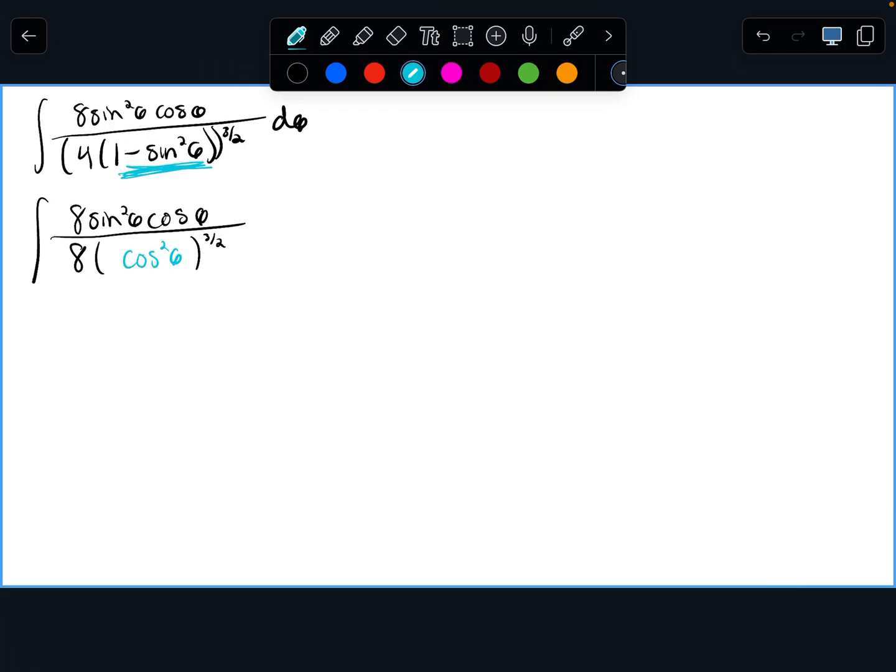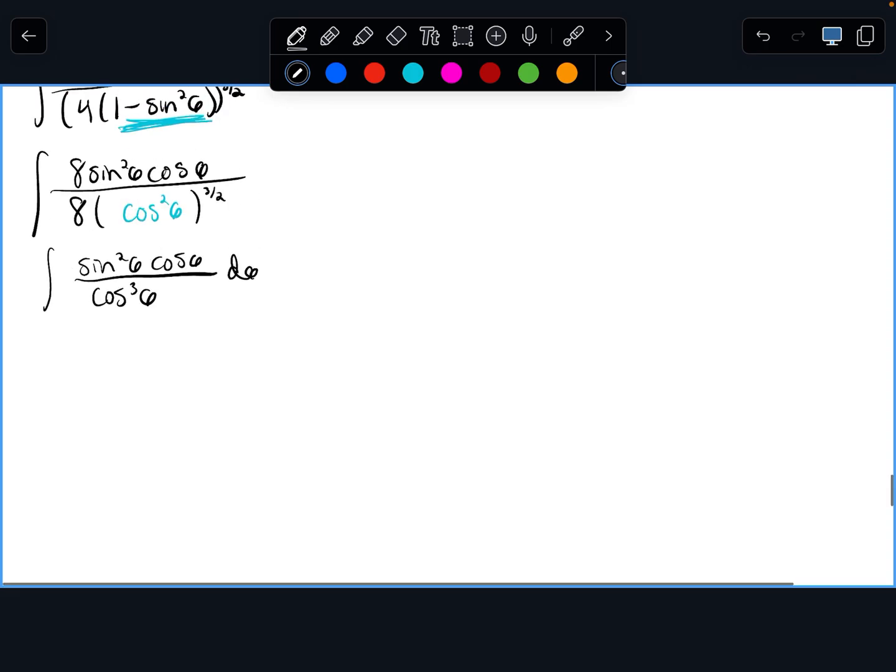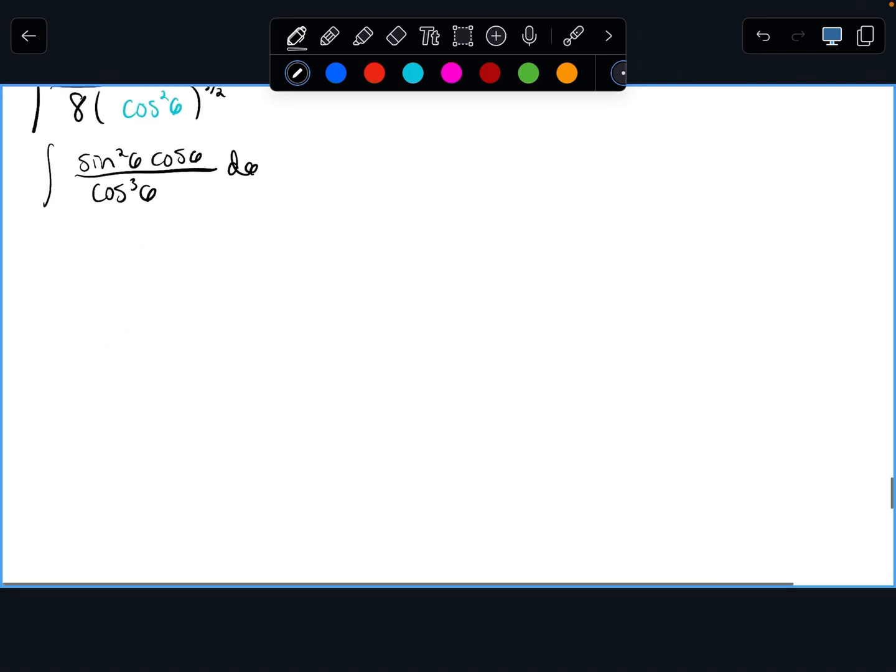Okay. So next, I have to get that 3/2 out of there. I'm going to get rid of the 8s. Well, the 2s cancel. So it's cosine cubed, right? Oops, I dropped d theta over there. Okay. We're going. Sine squared over cosine squared d theta.